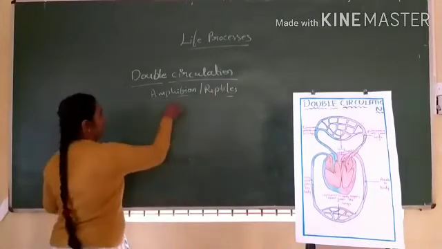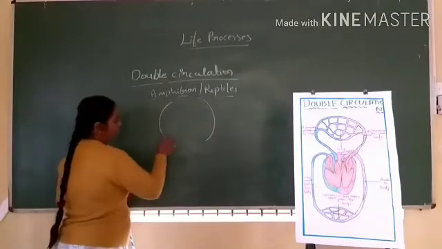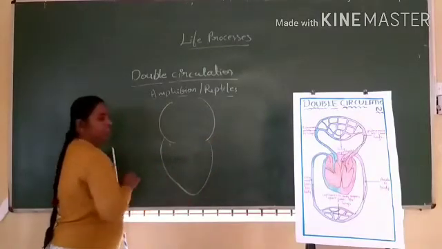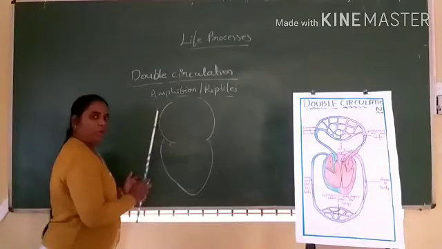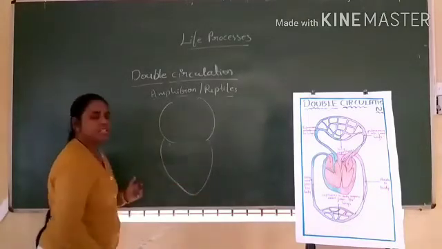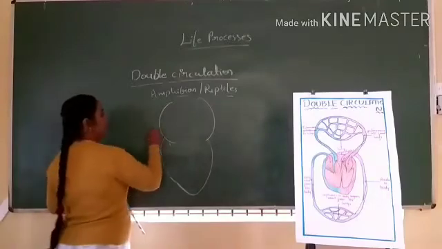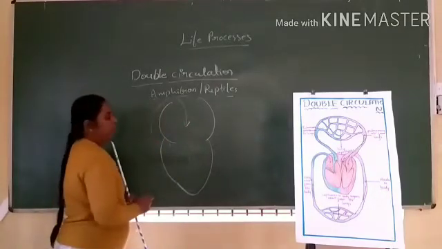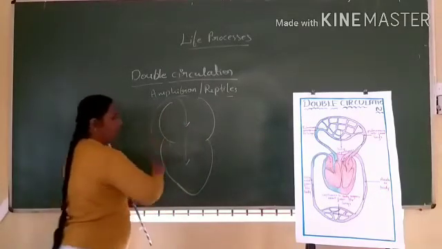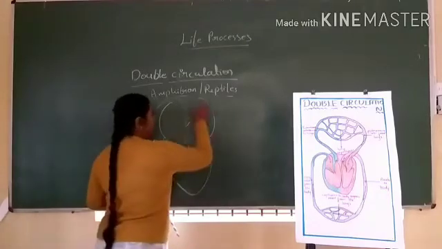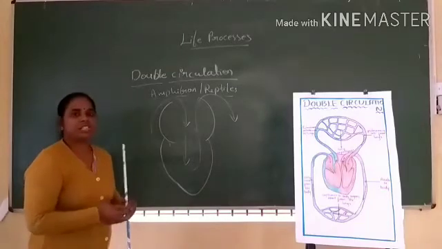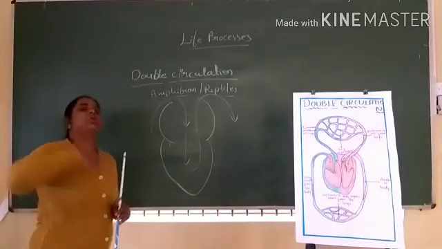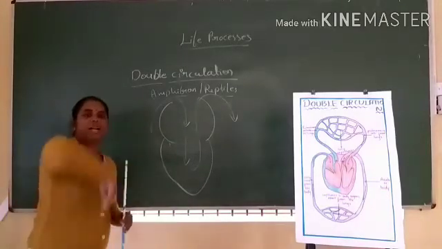Now the 2-chambered heart: the upper one is the auricle and the lower one is the ventricle. Here the blood moves only once to complete one cycle. When the blood is dumped into the auricle, the same blood is pumped into the ventricle. Then the same blood is directly pumped to the gills, where the blood becomes oxygenated, and from there it goes directly to all different body parts. It does not come back to the heart.